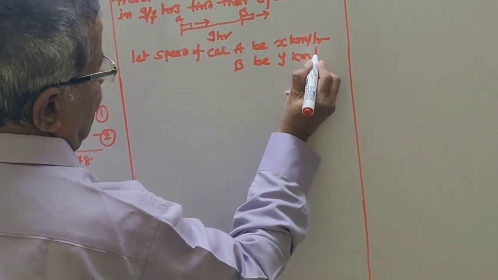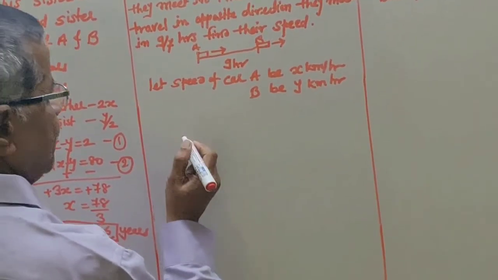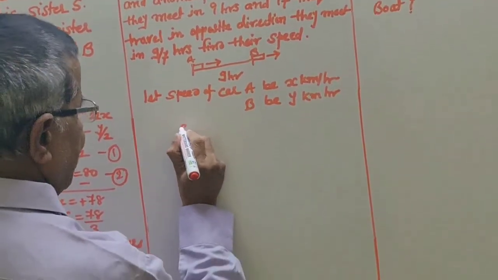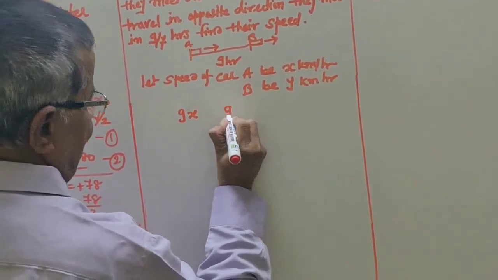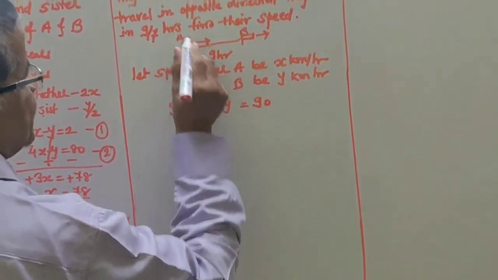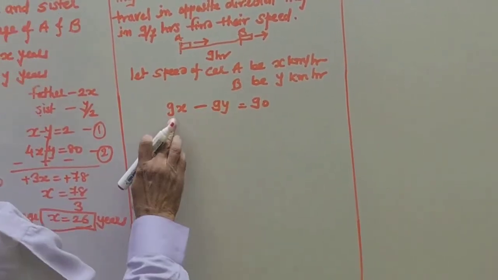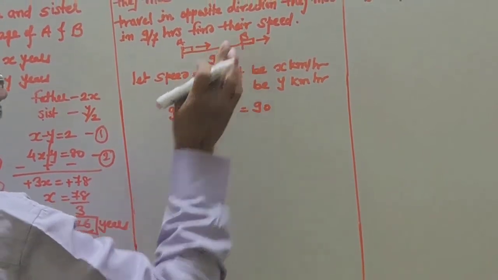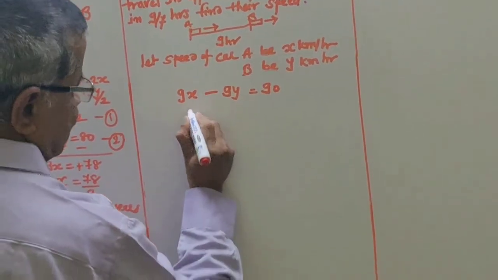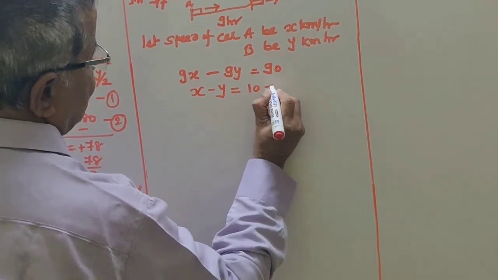Okay, now you know speed is equal to distance upon time. The speed into time is equal to distance. Okay, so I am using this formula. I will get 9x and 9y. Distance is given 90. If they are going in the same direction, means this car has to travel 90 km more, means this first car will travel 90 km more than the car traveled by B. Okay, therefore I will substitute this minus sign. Now I will simplify this equation into a simple form. x minus y is equal to 10. This is my first equation.